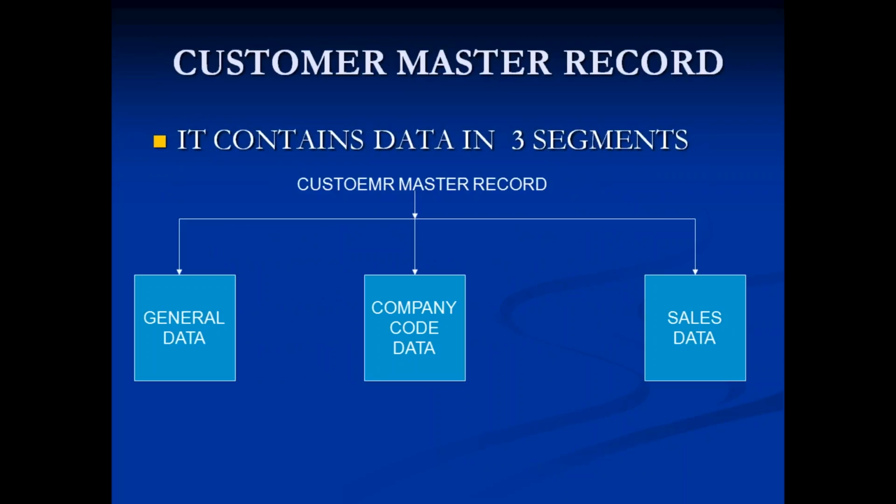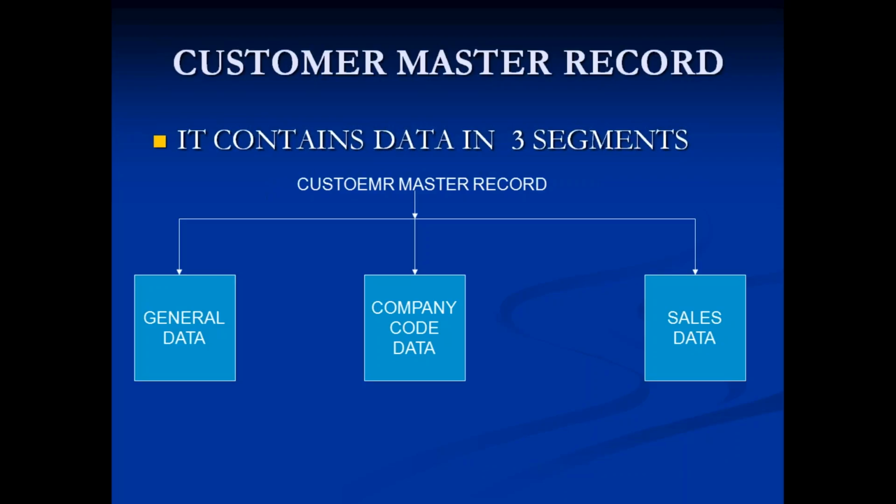So how many segments do we have in a customer master data? We have three segments once again, but this time the first two segments are common: general data and company code. The same two segments you maintain for a vendor also, but here we have the third segment, that is the sales data. Why? Because here we have the customer. For our vendor, we maintain the information in the purchase data, the third segment. So since we have the customer, we have the sales data. There are three segments under the customer master record: general data, company code data, and sales data.